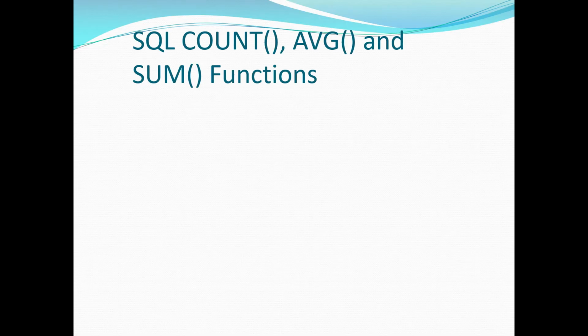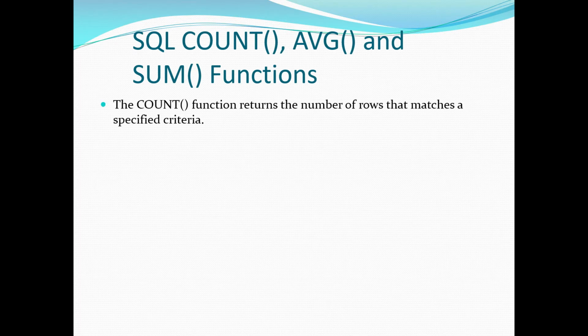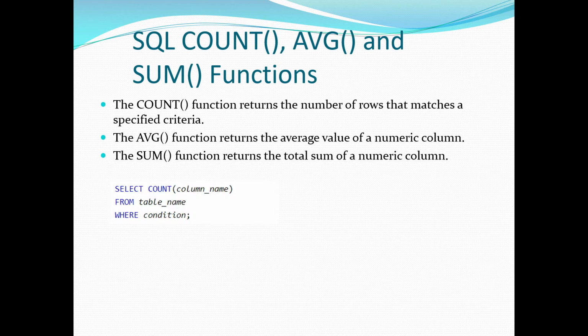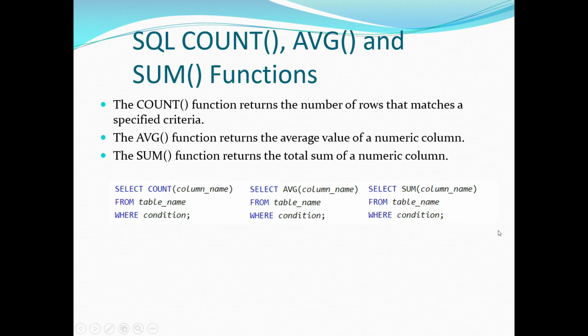SQL count, average and sum functions. The count function returns the number of rows that match a specified criteria. The average function returns the average value of a numerical column. The sum function returns the total sum of a numeric column. For example, in its query, select the count function and the column which you want to count, that is column name from the table name where condition. For the average, the function is avg, and for the sum, the function is sum. So hope you will understand.